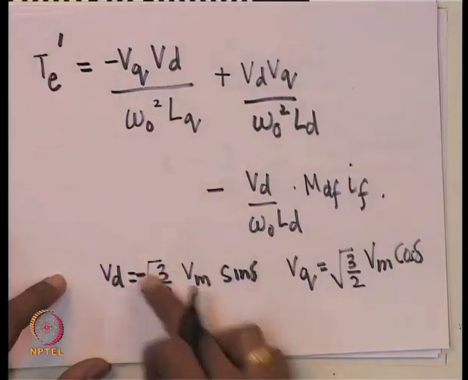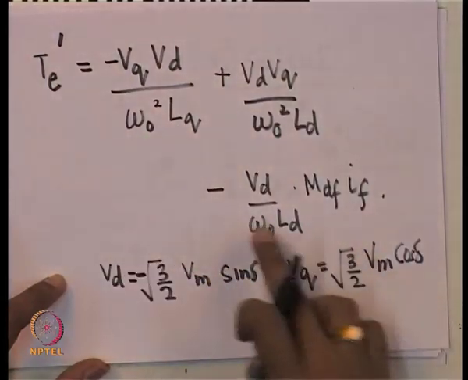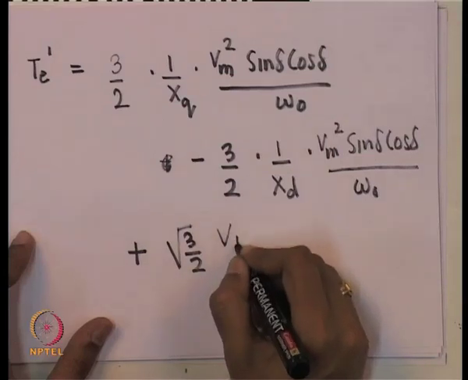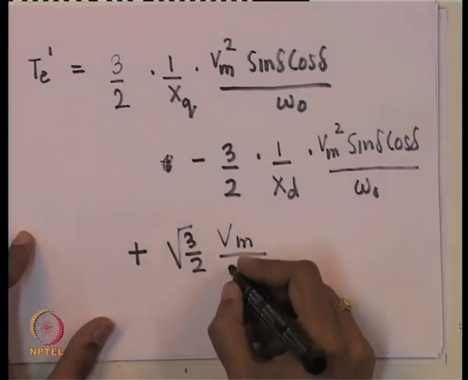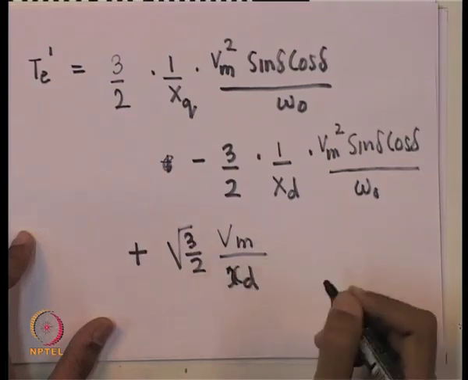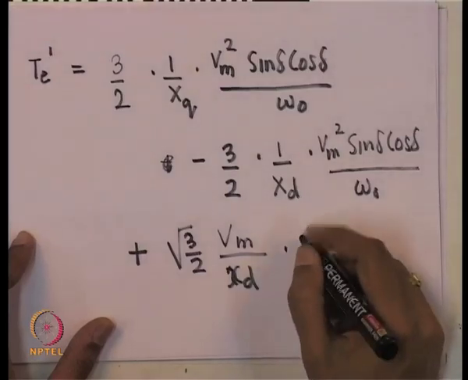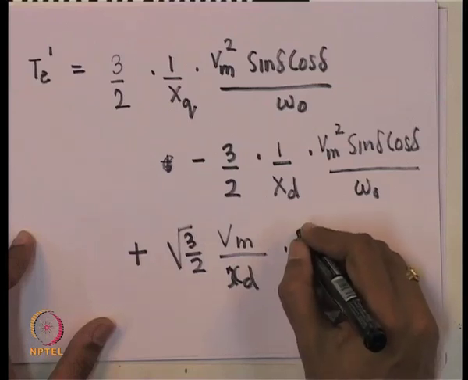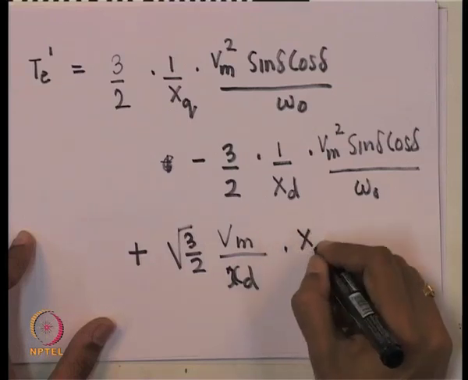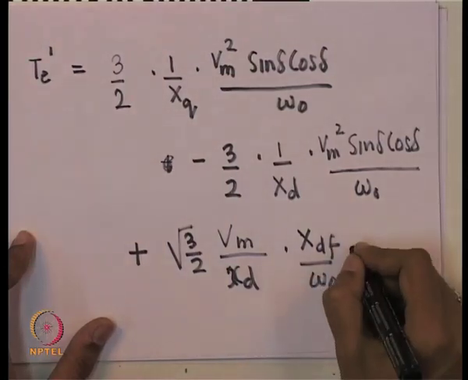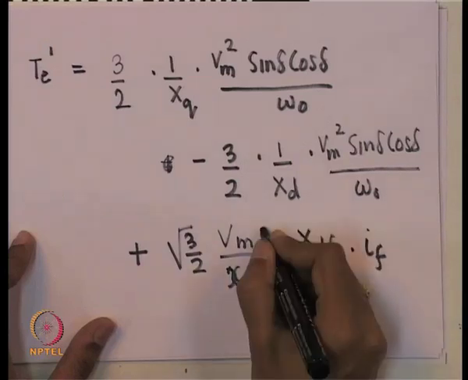We are evaluating this expression, please remember that. So, I am evaluating right now this expression here. It will be root 3 by 2 V m over x t, into x d f by omega naught, into I f into sin delta.